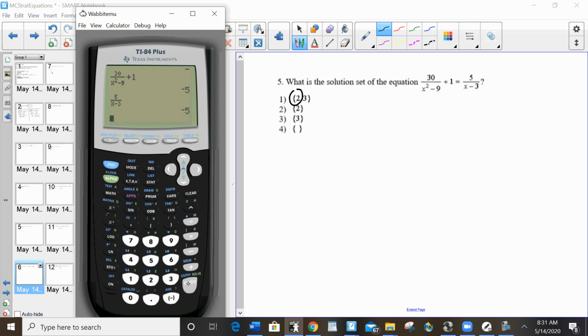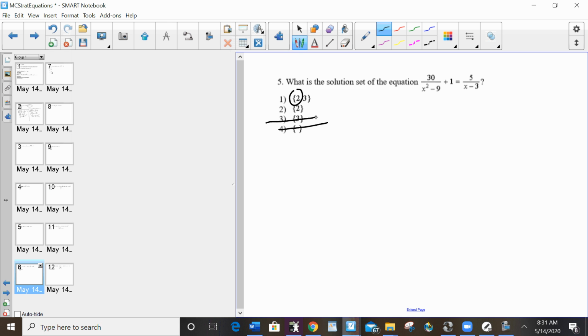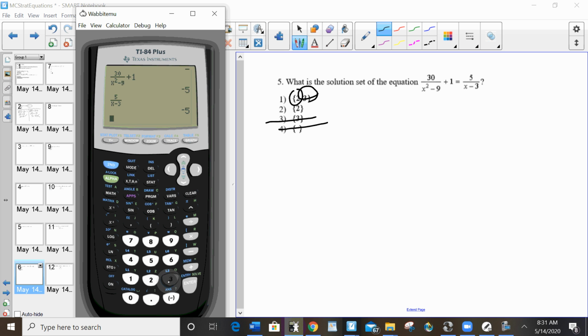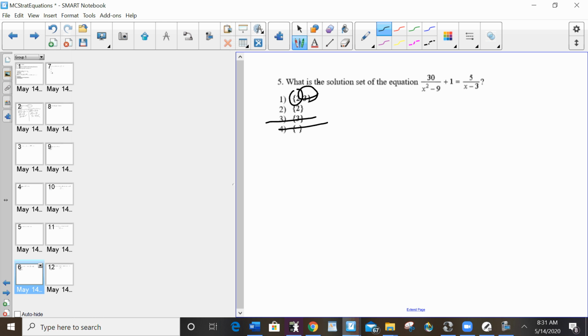2 is good. So it can't be choice 4 or choice 3. It's either choice 1 or choice 2, depending on if 3 works. So now I'm going to do 3 store as x. I'm going to copy and paste the left-hand side and the right-hand side. My left-hand side, error. If I got an error, then it can't be 3. So the answer has to be choice 2.